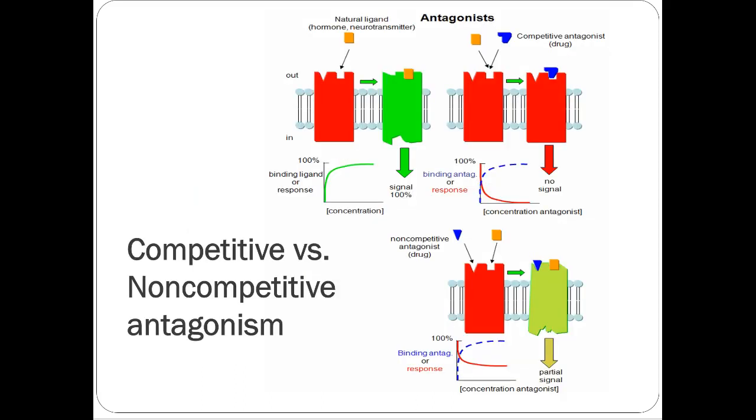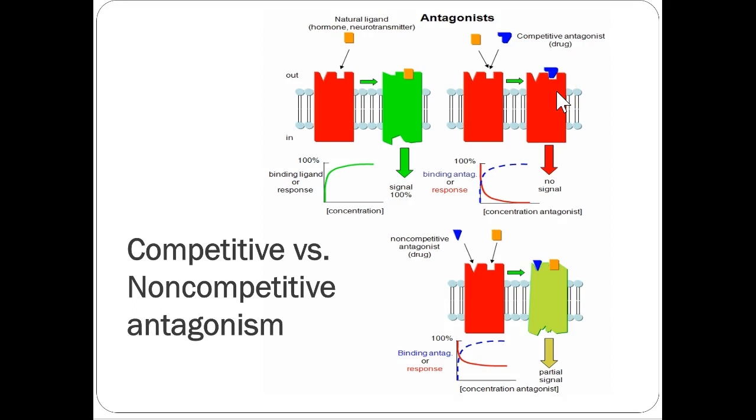I talked about competitive versus non-competitive antagonism. Doesn't really matter in the long run, but basically the idea is illustrated here just to review what we're talking about. So you're looking at a site of action. So again, you've got your natural ligand or your neurotransmitter hormone, whatever it might be, binding to this site. So competitive antagonism would be that your drug is binding directly to that same site. So it's fighting against the endogenous substrate to get into that one binding site.